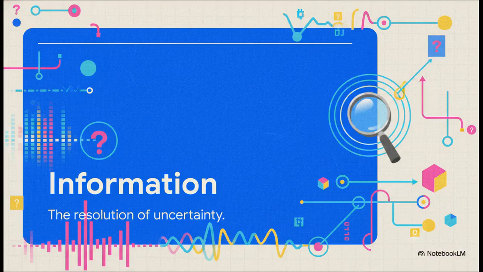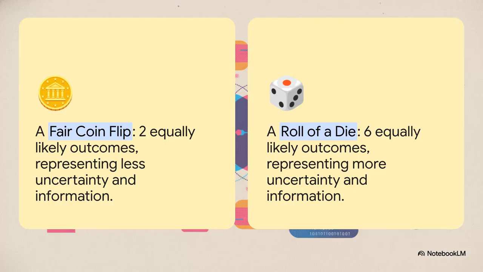Okay, so forget everything you think information means. For Shannon, it had nothing to do with facts or meaning. Information was simply the resolution of uncertainty. That's it. The more surprise, the more uncertainty you clear up, the more information you've just received. This was the first time anyone had ever put it into a solid mathematical form. Now, that sounds a little abstract, I know. So let's make it super simple.